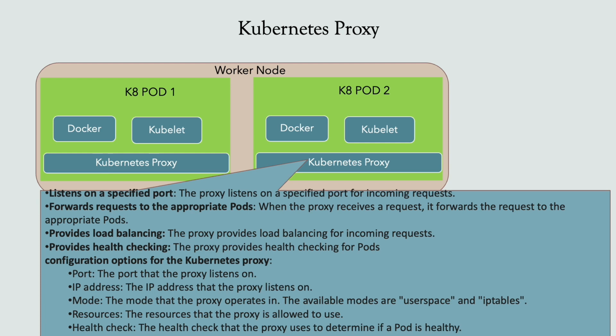Configuration options for Kubernetes: there are certain configuration options available for the proxy. They are the port to listen on, the IP address that the proxy listens on, and the mode. There are two modes: one is userspace, the other one is iptables. Resources, the resources that the proxy is allowed to use. And the health check that the proxy uses to determine if the pod is healthy.